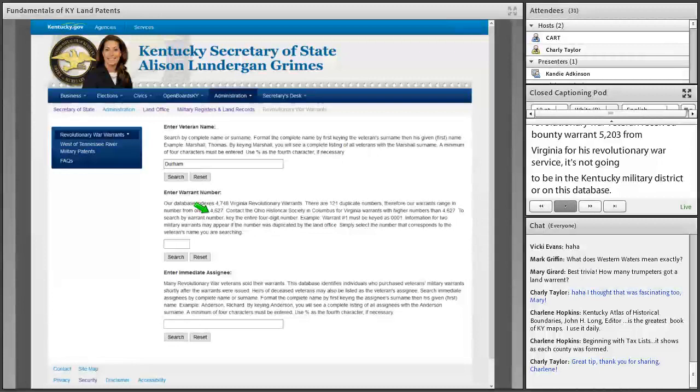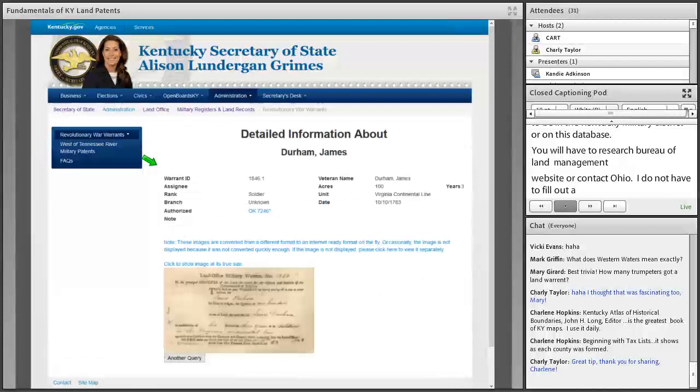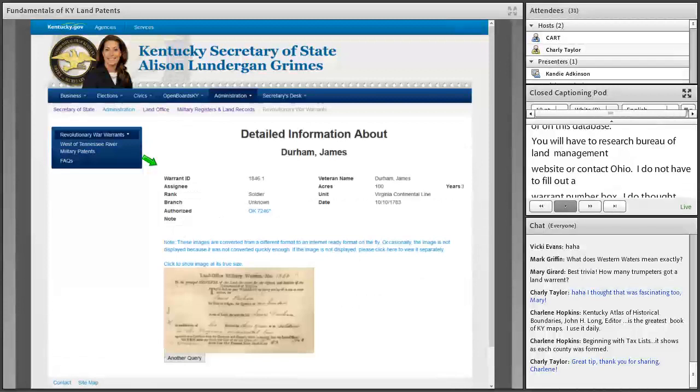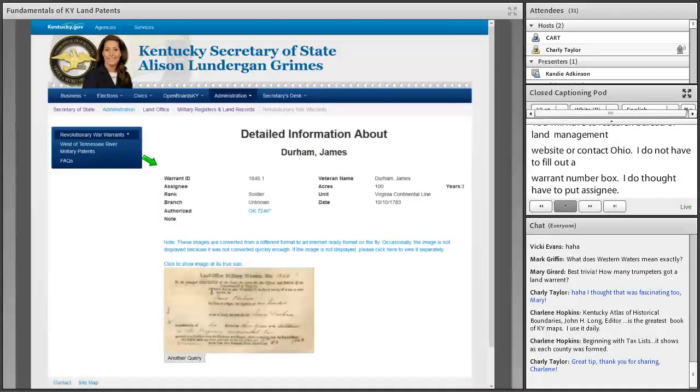I do not have to fill out a warrant number box. I do not have to put an assignee. I'm going to do my search for Durham. It's going to lead me to this page. I'm going to see warrant number 1846.1 was issued to James Durham, 100 acres, 3 years of service, Virginia Continental Line. The warrant date was October 10, 1783. Authorized Old Kentucky Patent Number 7246.